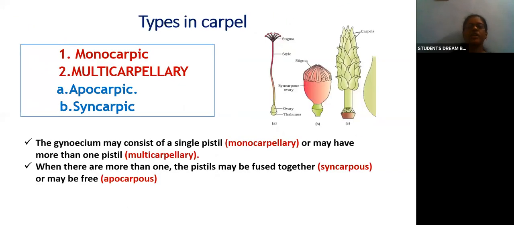Now we'll see the types of carpel. So what are the various carpels? There are 2 main types. It can be either monocarpellary or multicarpellary. Mono means 1, so monocarpellary means a single carpel. Multicarpellary means more than 1 carpel. Clear?